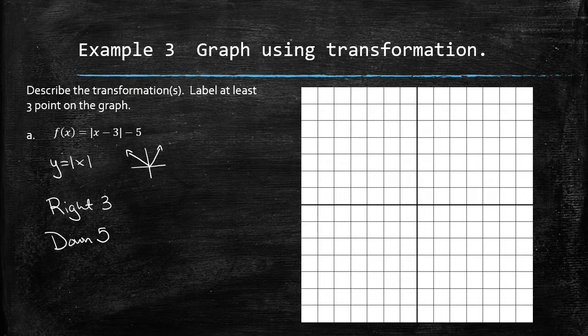Okay, so I'm going to start here at the origin and go to the right 3 and down 5. And otherwise the graph stays the same, right? It's what's called a rigid transformation. Oh, label 3 points on the graph.